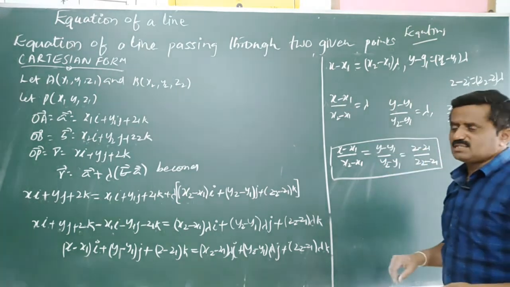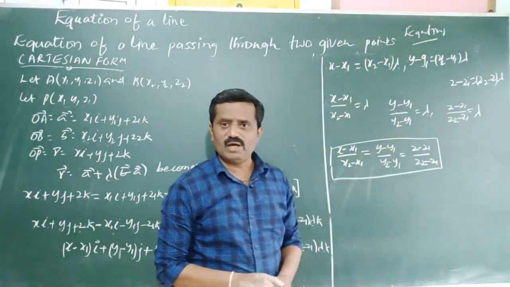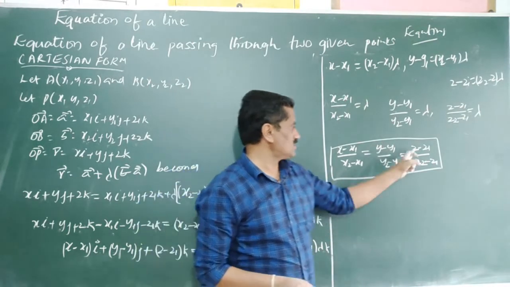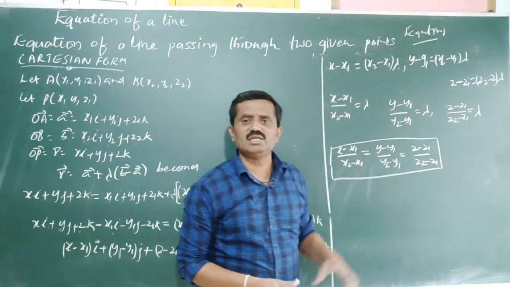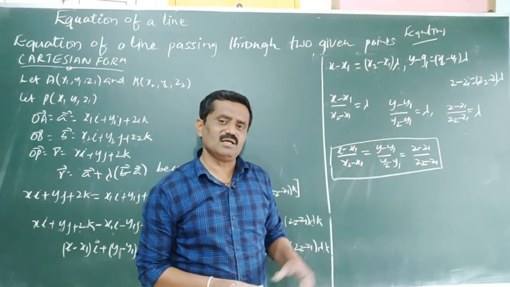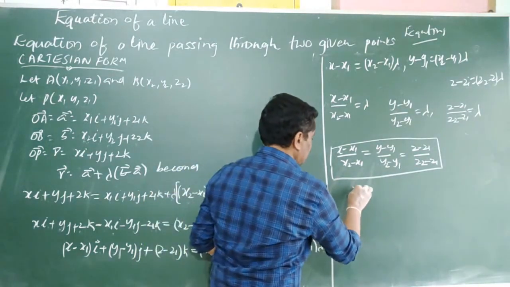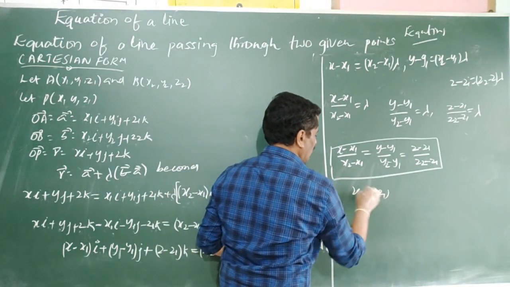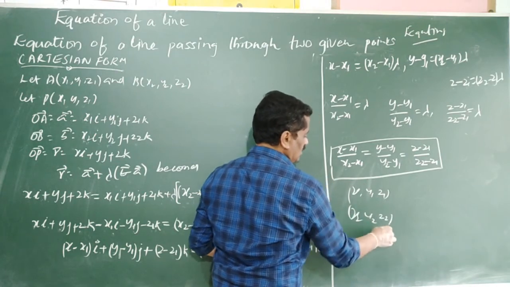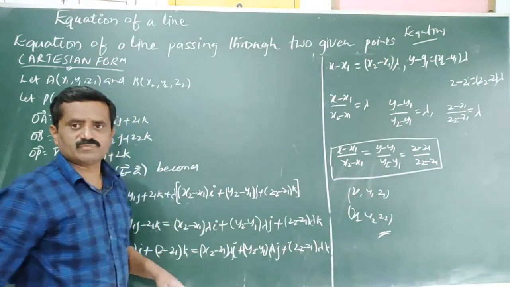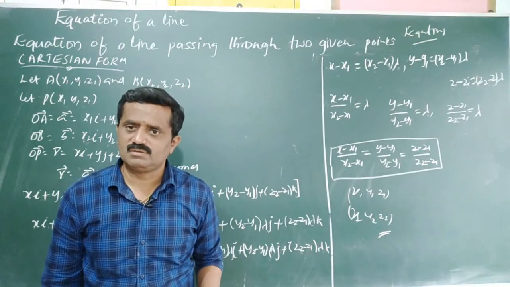Therefore x minus x1 divided by x2 minus x1 is equal to y minus y1 divided by y2 minus y1 is equal to z minus z1 divided by z2 minus z1, which is the equation of a line in Cartesian form which passes through two points, that is x1, y1, z1 and x2, y2, z2.